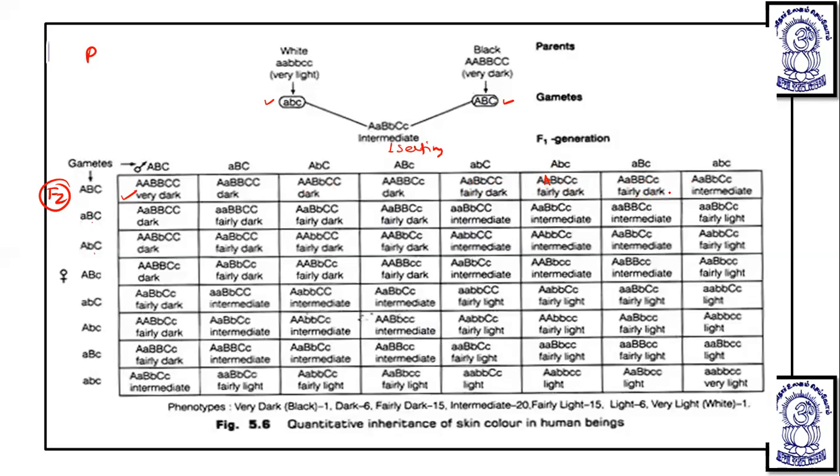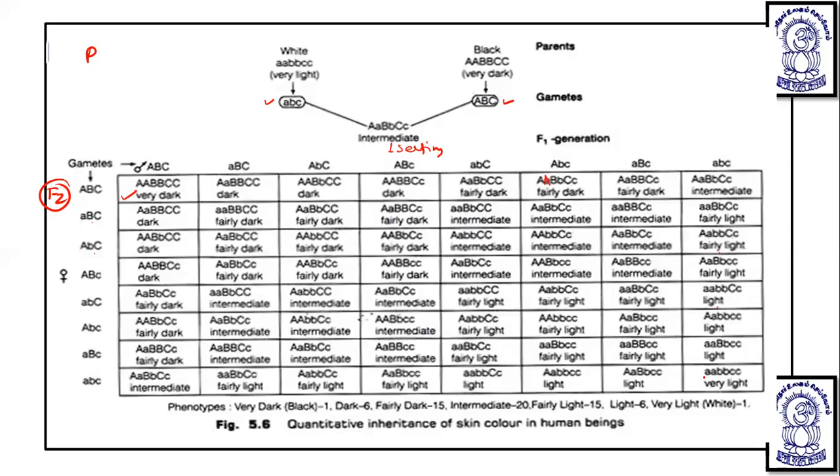But when out of 6, 3 remain dominant and 3 become recessive, then it is intermediate. Out of 6, if 2 remain dominant, then it is fairly light. Either it is AB, AC, whatever, anything. If 2 are dominant and 4 are recessive, then it is going to be fairly light. If one remains dominant and all others become recessive, then it is light. And when all become recessive, it is very light.